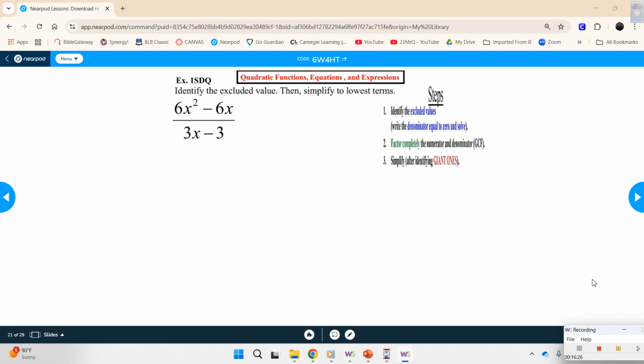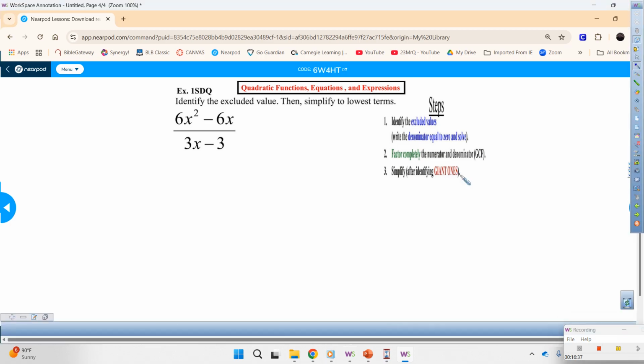Example 1, super duper Q: 6x squared minus 6x over 3x minus 3. Again, let's start with factoring top and bottom first.